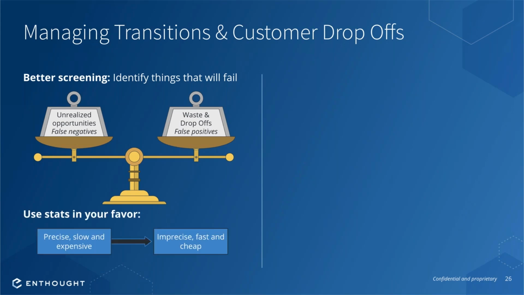Another strategy is to exchange precise, slow, and usually expensive measurement devices for things that are maybe a little bit more imprecise, but are much faster and cheaper. That also allows you to collect more data for better data analysis and better machine learning.